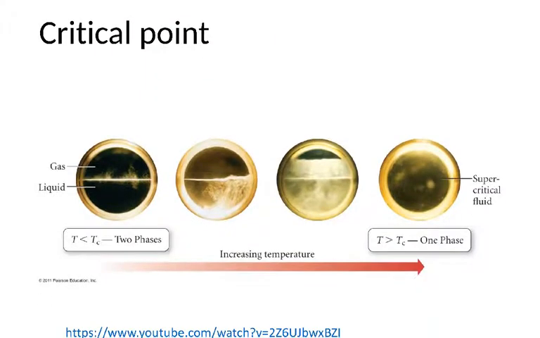Here's what it looks like. So normally you have these two phases, gas and liquid. As you increase the temperature and you're at a fairly high pressure, eventually you get this supercritical fluid. You can see that the interface between the two phases disappears and you get the supercritical phase.